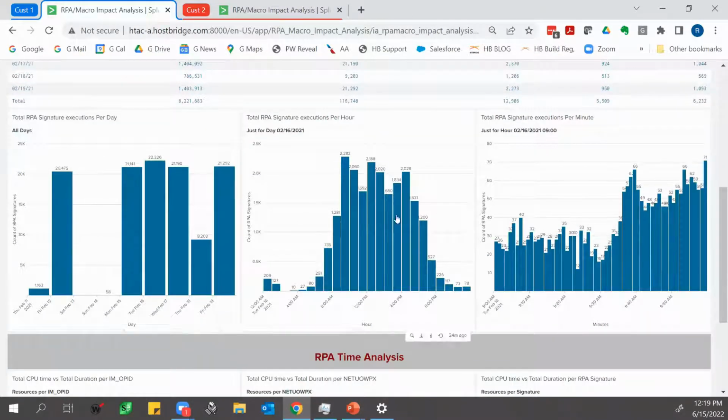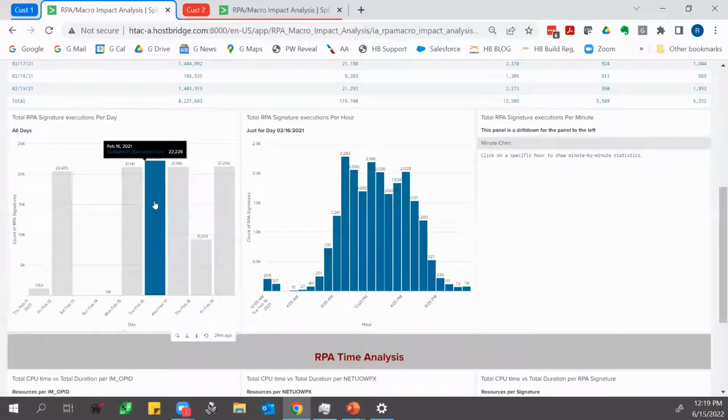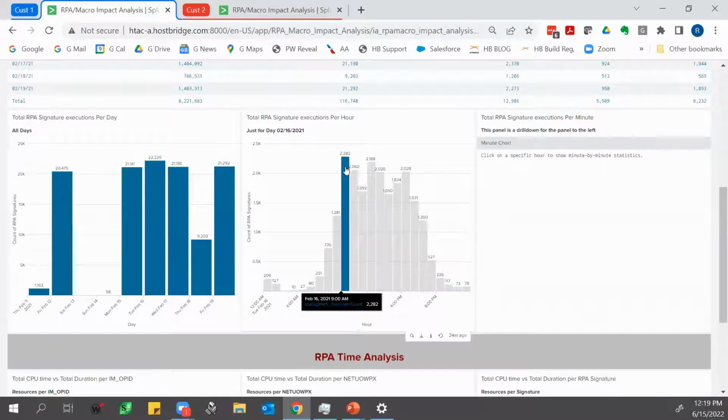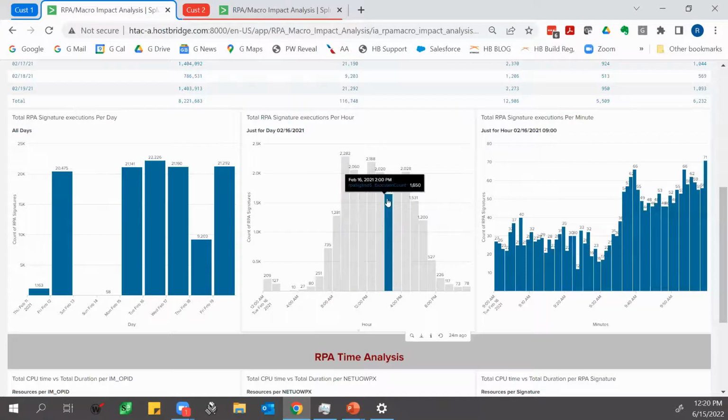Now, we also lay that out in a series of time charts here, where we can go and look at a particular day, and then we'll break down that day by hour so we can see the highest impact moment. And we could see in this organization, it was at 9 a.m. Their top hour, there were 2,282 macros, or RPA bots, that were active against this set of CICS regions.